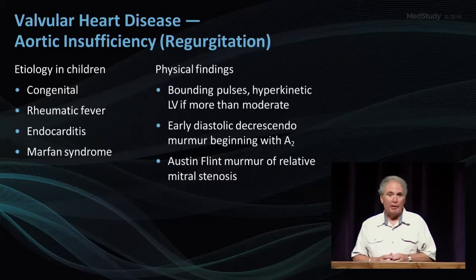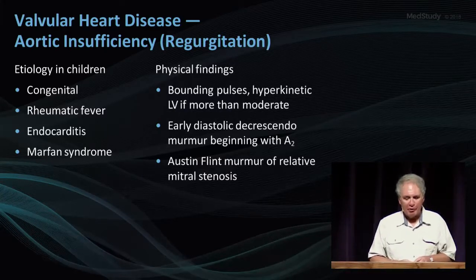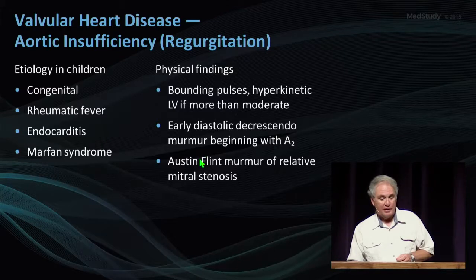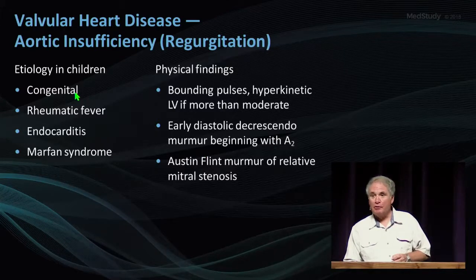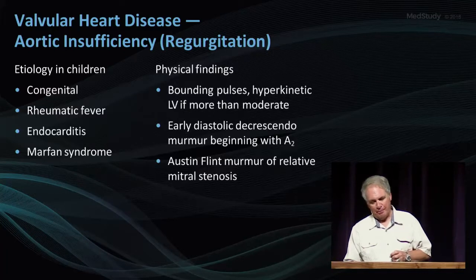Okay, other valves. What can happen to other valves? How about aortic insufficiency? Do we see that in the pediatric patient? Yes. We can see congenital aortic insufficiency due to an abnormal aortic valve. Rheumatic fever can eat away at an aortic valve and cause insufficiency, as can endocarditis. Marfan syndrome, don't forget, associated with a dilated aortic root and aortic insufficiency.